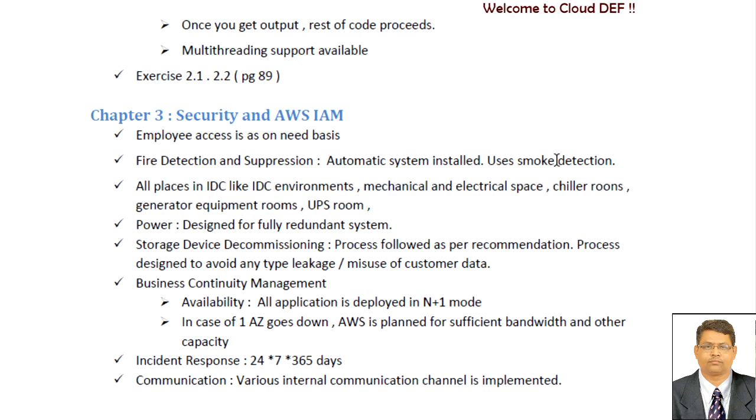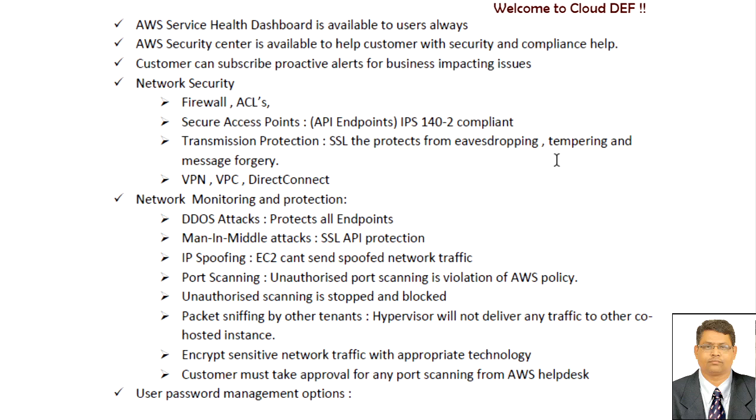Business continuity management. Availability: all applications are deployed in N+1 mode. In case one AZ goes down, AWS has planned for sufficient bandwidth and other capacity. Incident response: 24*7*365 days. Communication: various internal communication channels are implemented. The AWS Service Health Dashboard is always available to users. AWS Security Center is available to help customers with security and compliance. Customers can subscribe to proactive alerts for business-impacting issues.